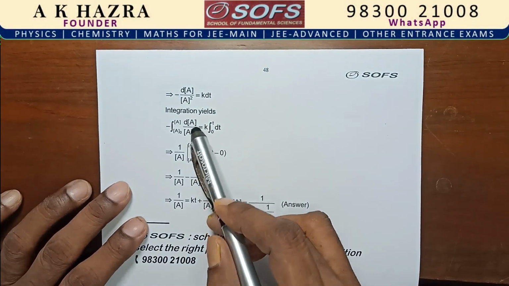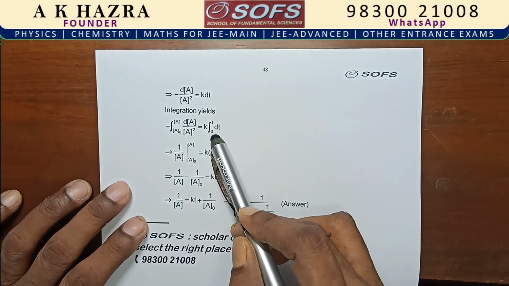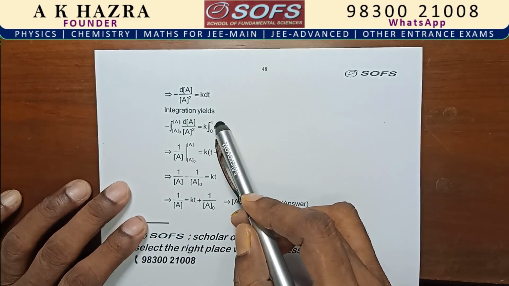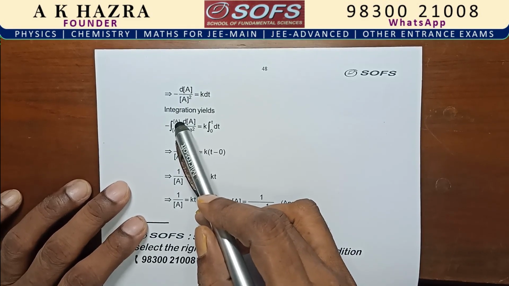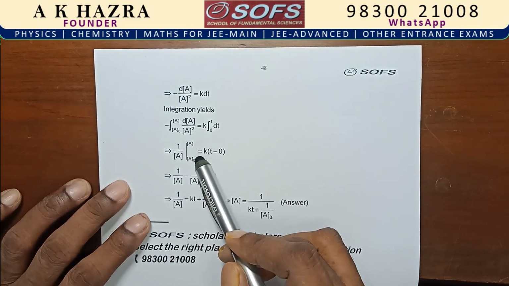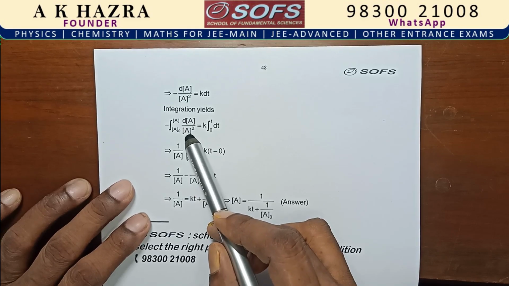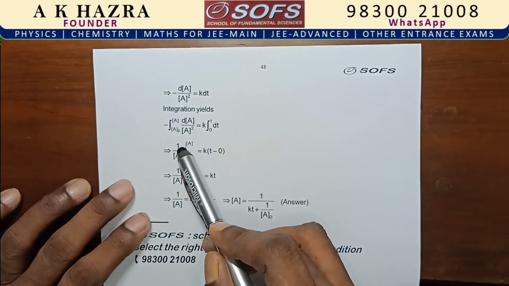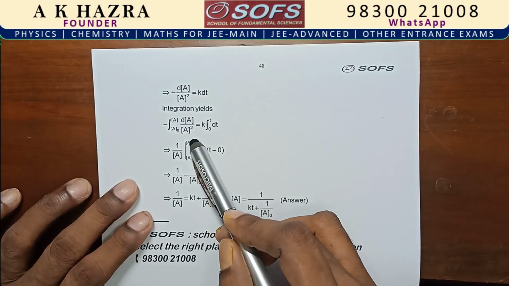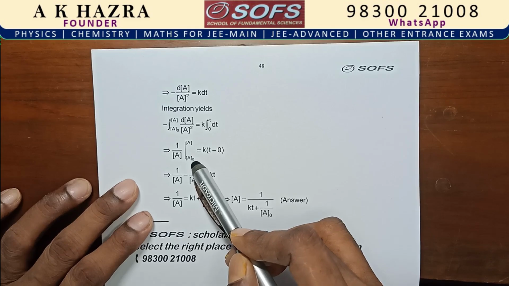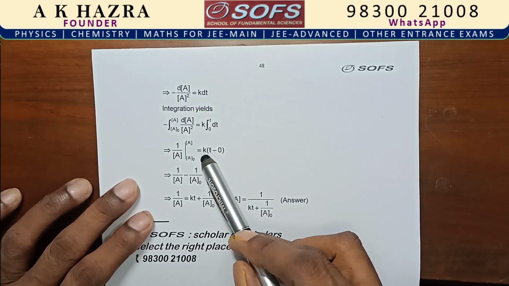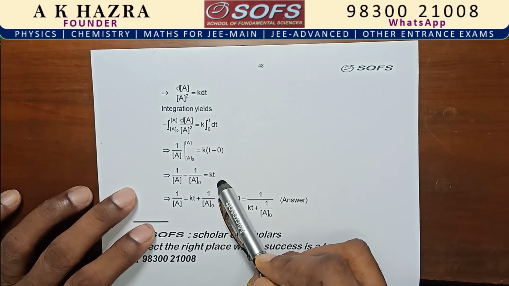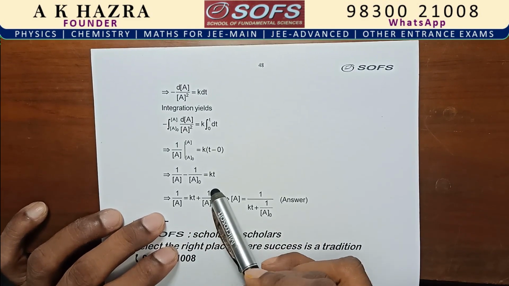Now ready for integration. Integrating: you have already been given that when t is equal to 0, the initial concentration is [A] naught, and at time t, the concentration [A] is required. So it will be 1 by, actually it is [A] to the power minus 2, so [A] to the minus 2 plus 1 by minus 2 plus 1, so ultimately 1 by [A]. It is the initial concentration, final concentration. You know what? K into t minus 0. Then 1 by A minus 1 by A naught is equal to Kt. So 1 by A is equal to Kt plus 1 by A naught.